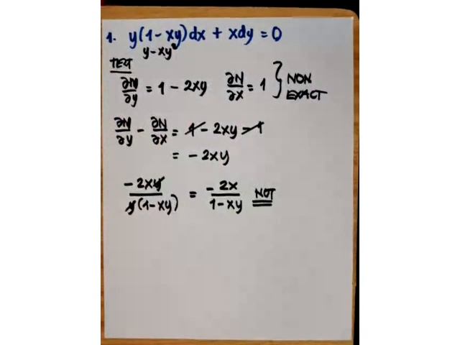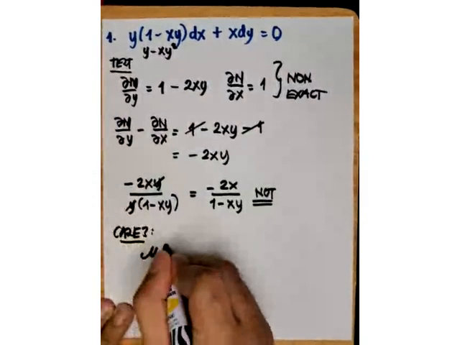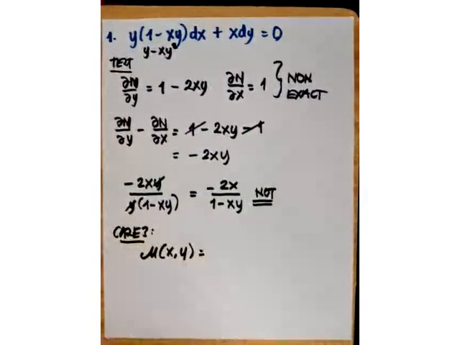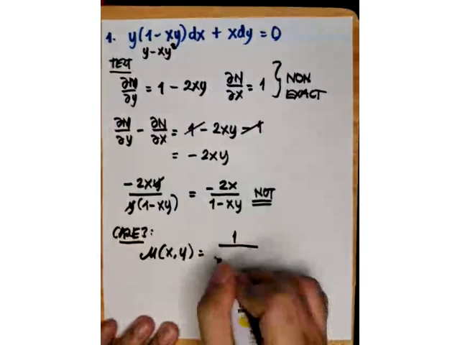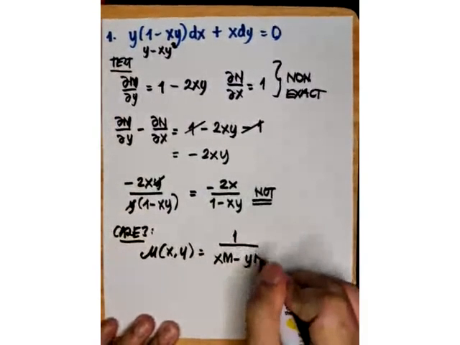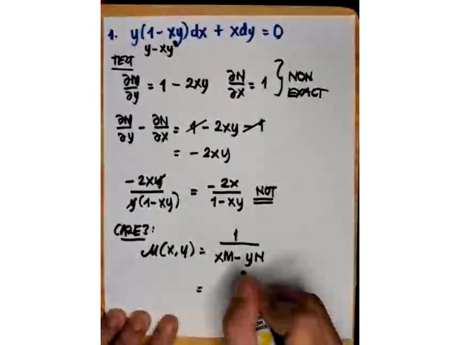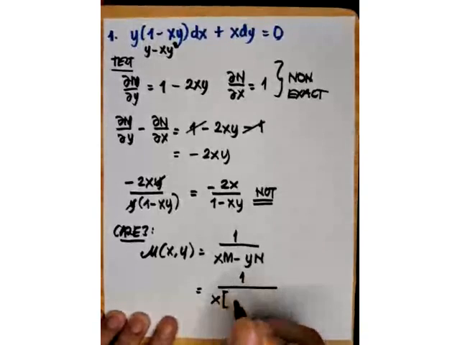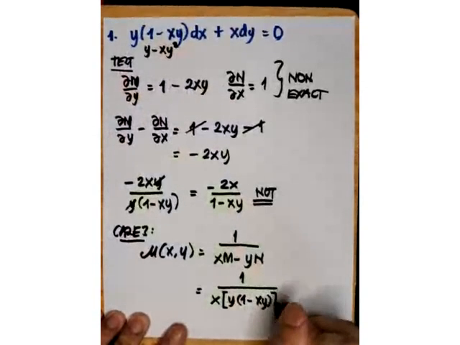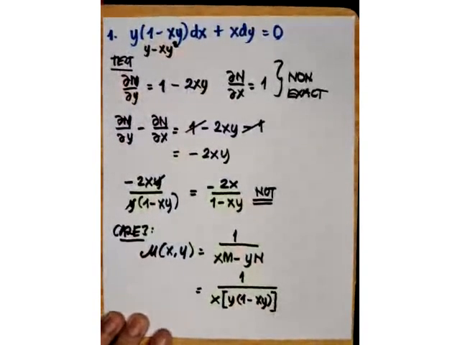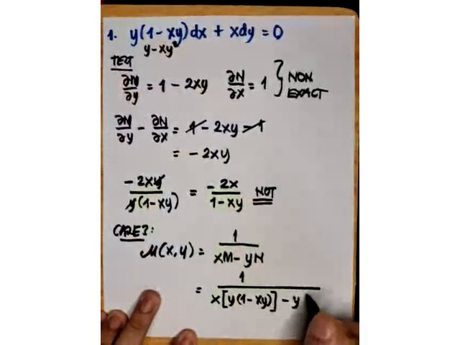So if it's case 3, our integrating factor is a combination of xy. That's equal to 1 over x times M minus y times N. So that's equal to 1 over x times, what's M? y times 1 minus xy, minus, all over y times x.